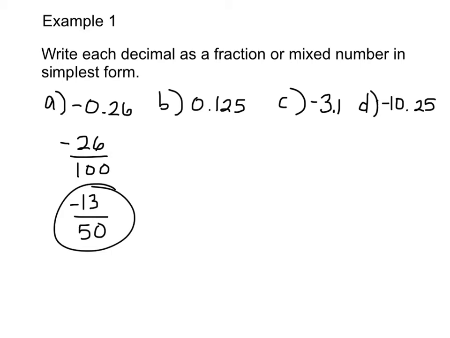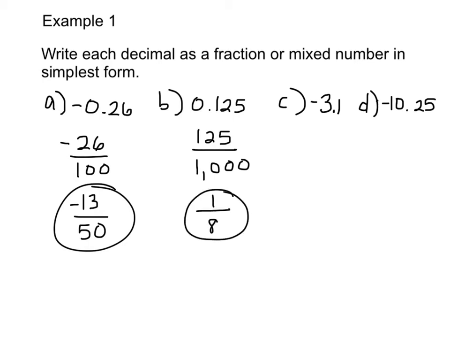The next example, 125 thousandths. So I write it as 125 thousandths. What is the highest factor you can think of that goes into both 125 and 1,000? If you thought of 125, that would be correct. So I can divide the top and bottom by 125, and that would give me 1/8.